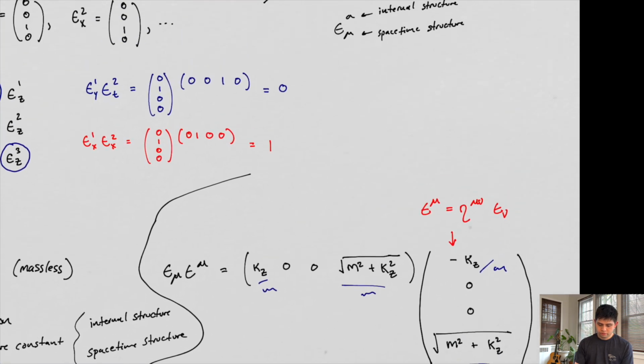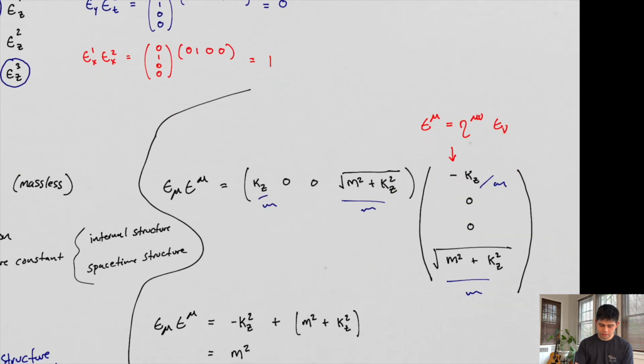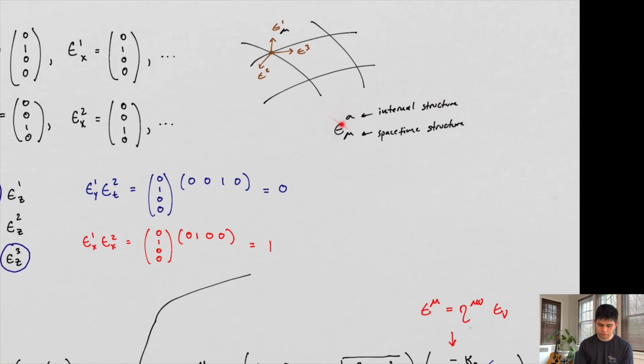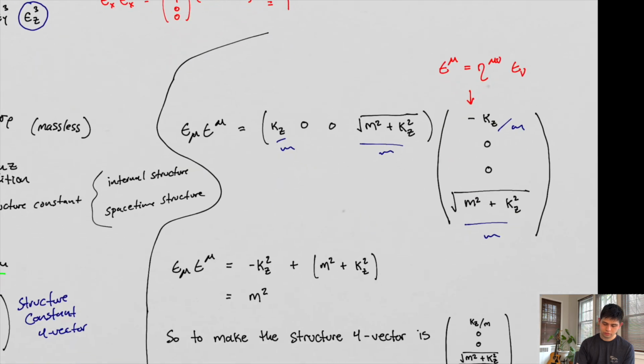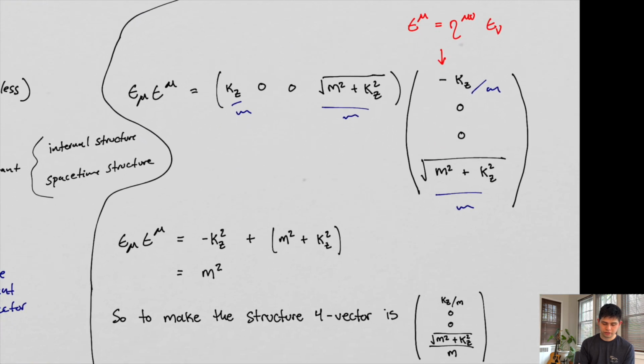So now, moving on to this side here. Again, the upper index of the structure constants refers to internal structure. This is just vocabulary. And the lower index refers to the space-time structure. Anyways, moving on, if we sum over the space-time structure, what we're going to get is this right here.